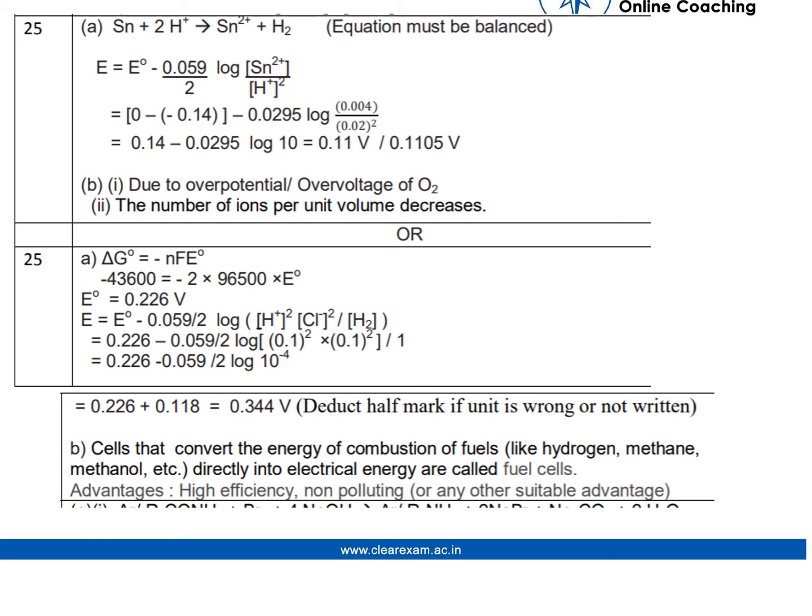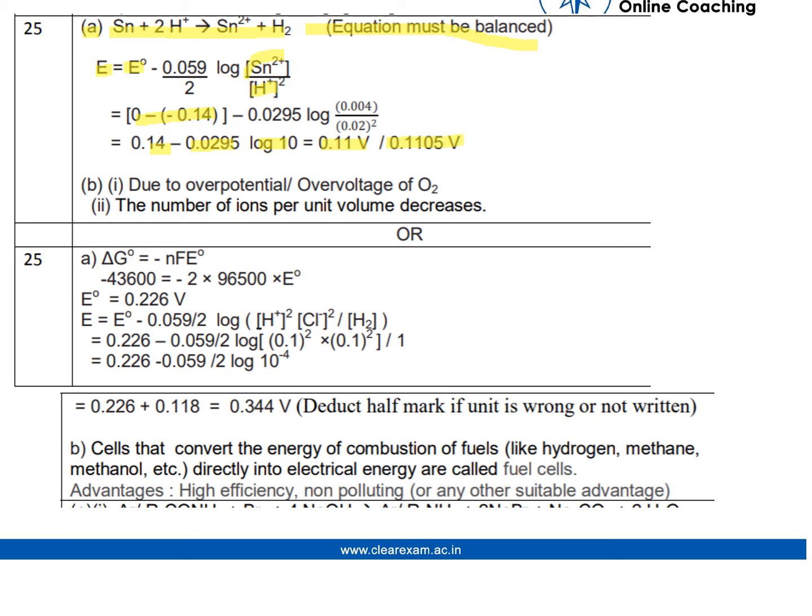For the 25th question, A part, we first write the equation as Sn + 2H+ gives Sn2+ + H2. We need to balance the equation, this is a must. We then put it in the formula, E is equal to E° minus 0.059 by 2 log of Sn2+ upon H+ whole square. When we solve this equation, we get 0.14 minus 0.0295 log 10, which is equal to 0.1105 volt.